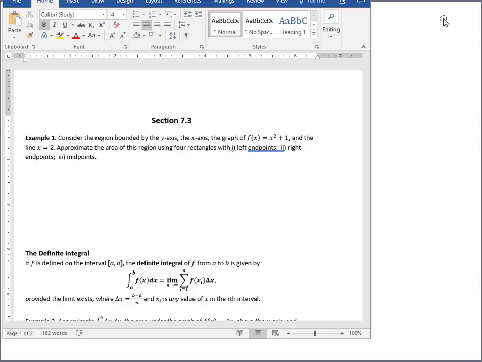Looking at example 1 in section 7.3, it says consider the region bounded by the y-axis, the x-axis, the graph of this parabolic function, and the line x equals 2. Approximate the region using 4 rectangles: left endpoints, right endpoints, and then midpoints. So 3 different problems here.